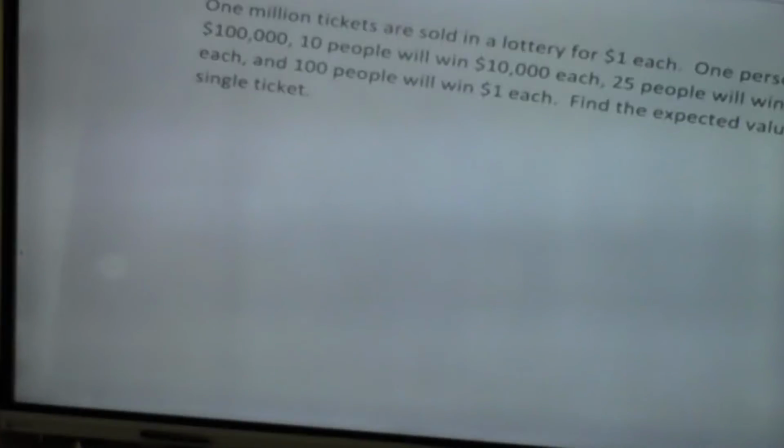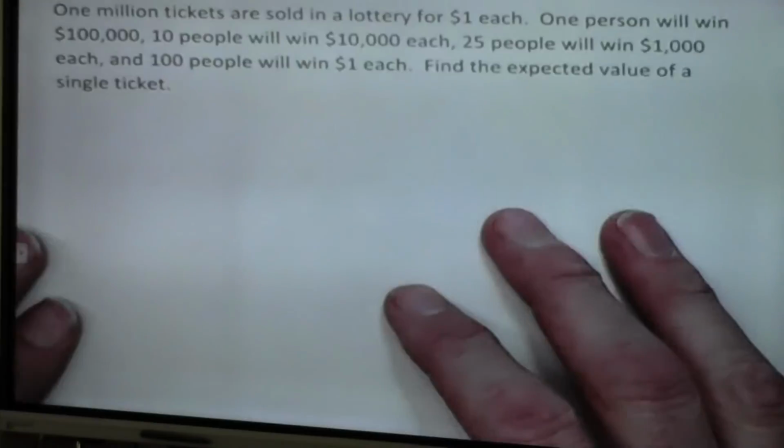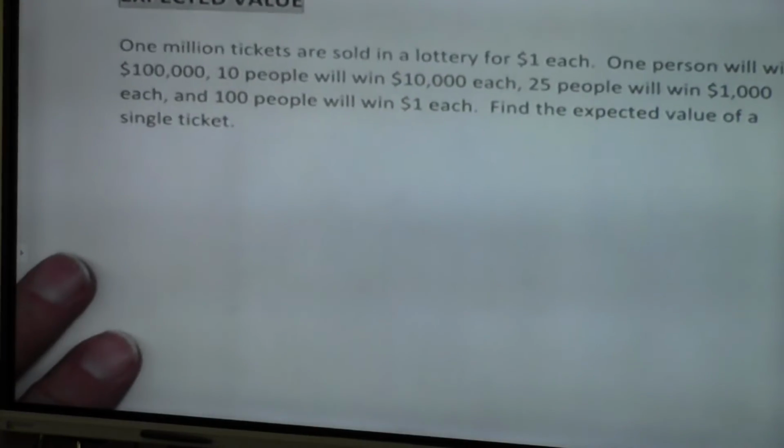Now, expected value, this one involves a good deal of calculations, okay? It's not really that hard to do, it's just tedious, and you have to really think about what to do with the numbers. So I'm going to walk you through one problem and show you how to get the expected value. The expected value is an interesting concept in itself.